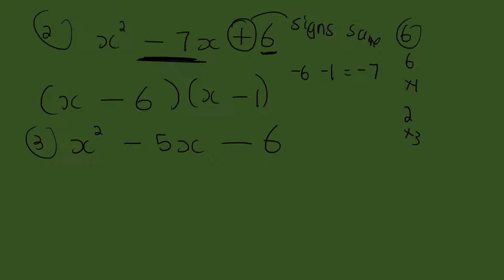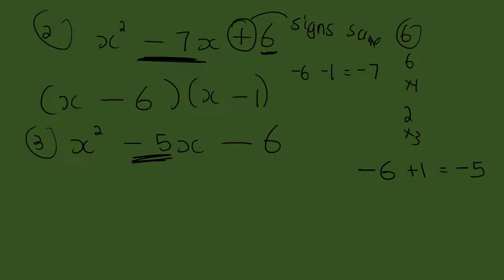The next one has a minus 5 in it. So now we must look at the factors. 6 and 1 will give me 7 if I add, or if I subtract, it's going to give me 5. 6 minus 1 is 5. I need to owe 5. So I can say I owe 6 and I have 1. So therefore I owe 5.